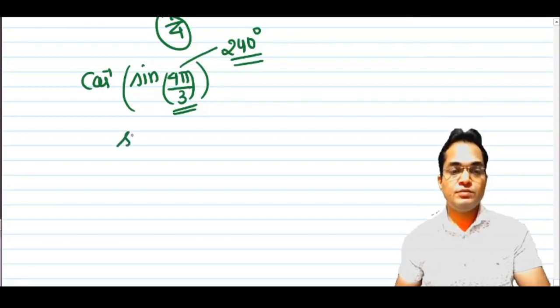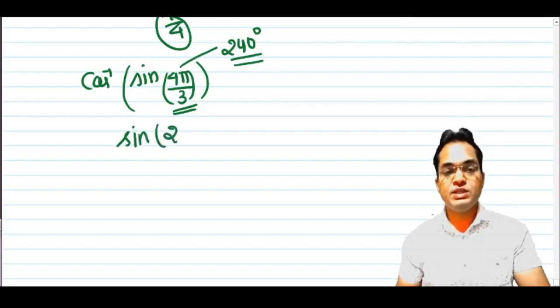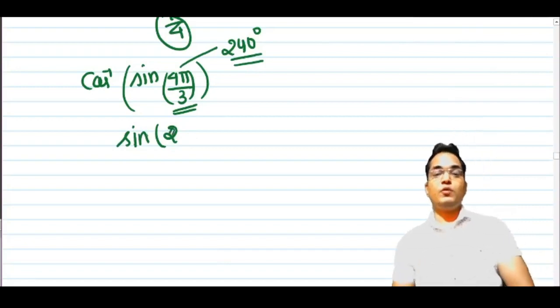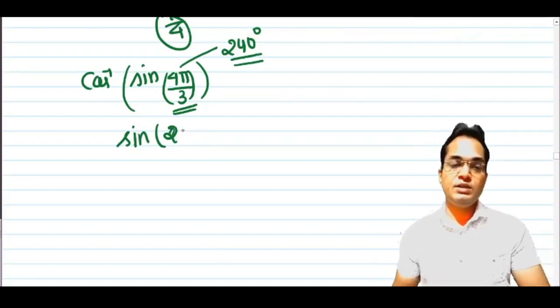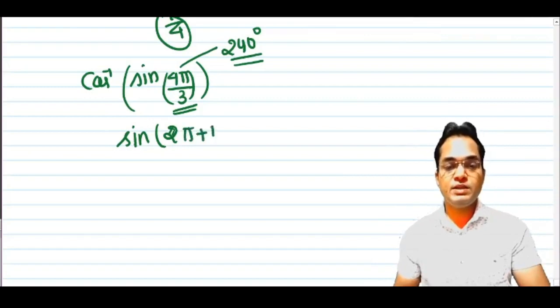Then write down sine of 2 pi, or you can say 4 pi by 3. How do we obtain the 4 pi by 3? One method is pi plus pi by 3. Yes or no? Got it? Pi plus pi by 3 is the 4 pi by 3.